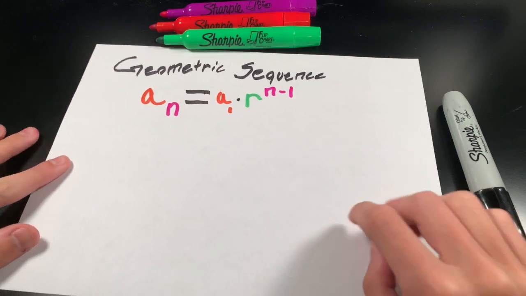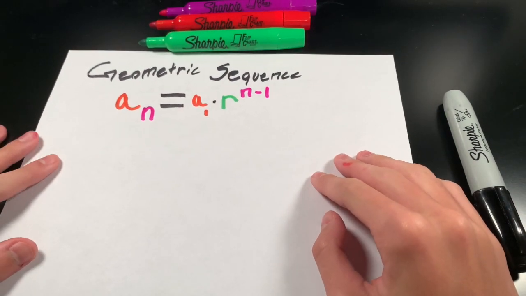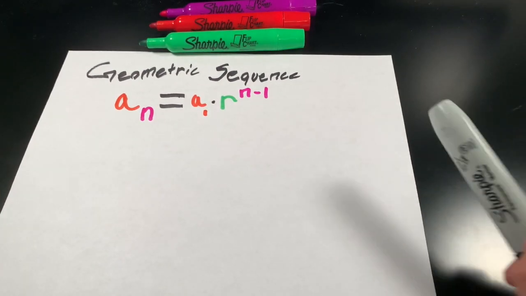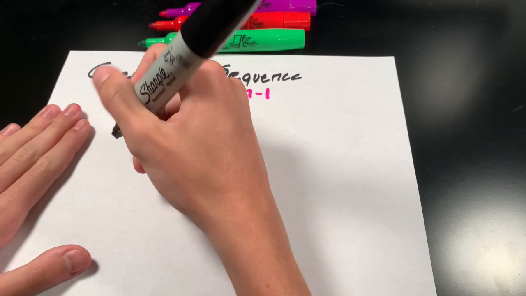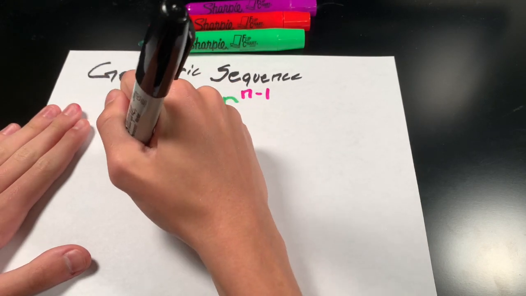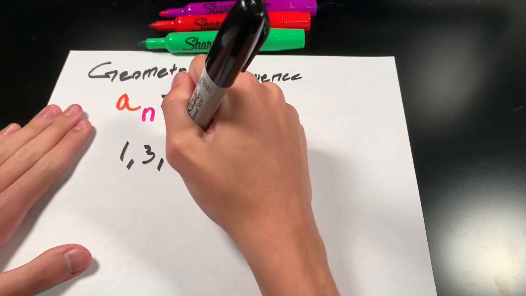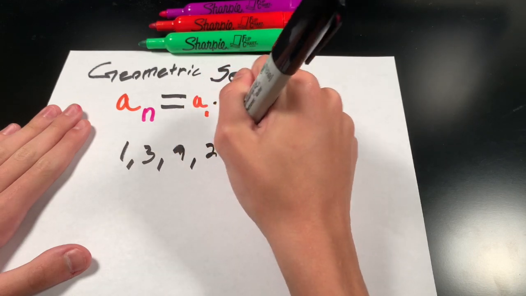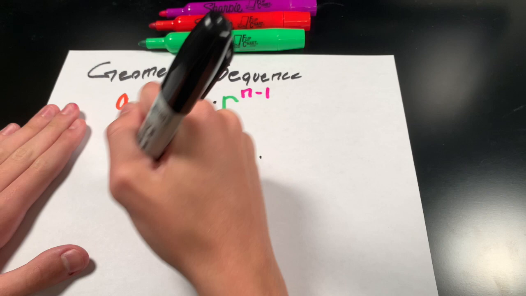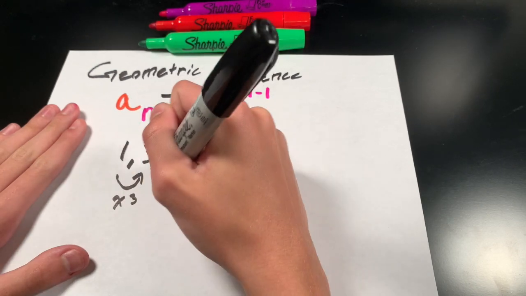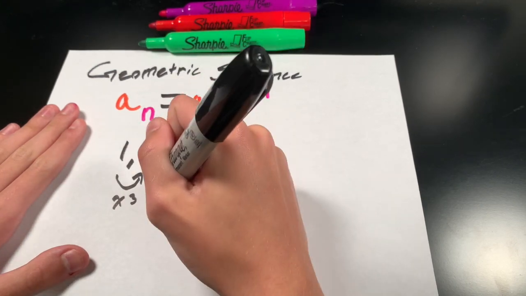So the first part of understanding what a geometric series is, is understanding what a geometric sequence is. A geometric sequence formula looks something like this. If we start with 1, then go to 3, 9, 27, and so on, we can see that we're multiplying by 3 every time.